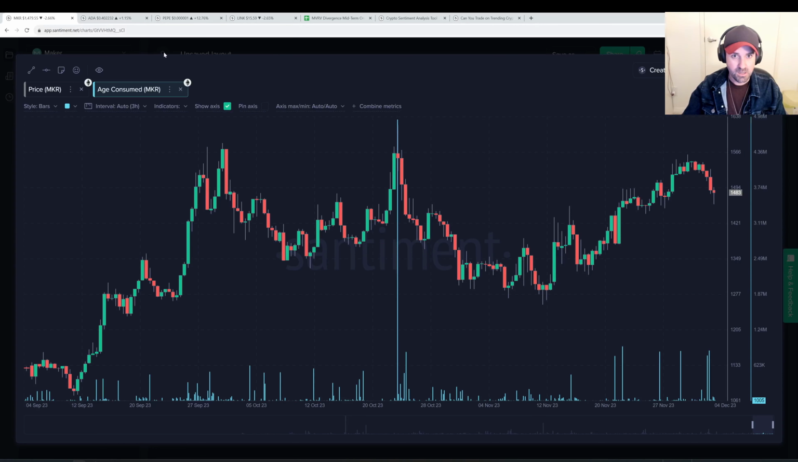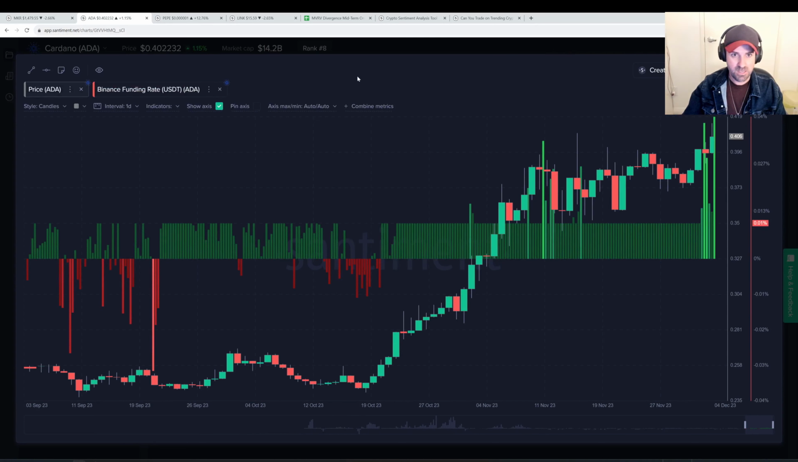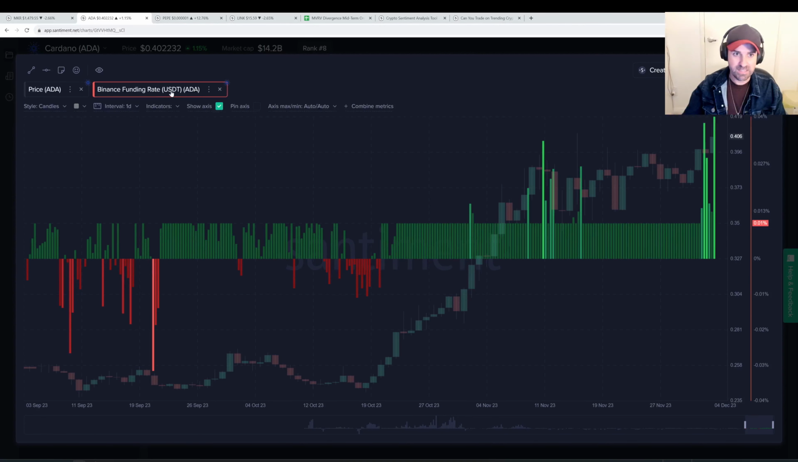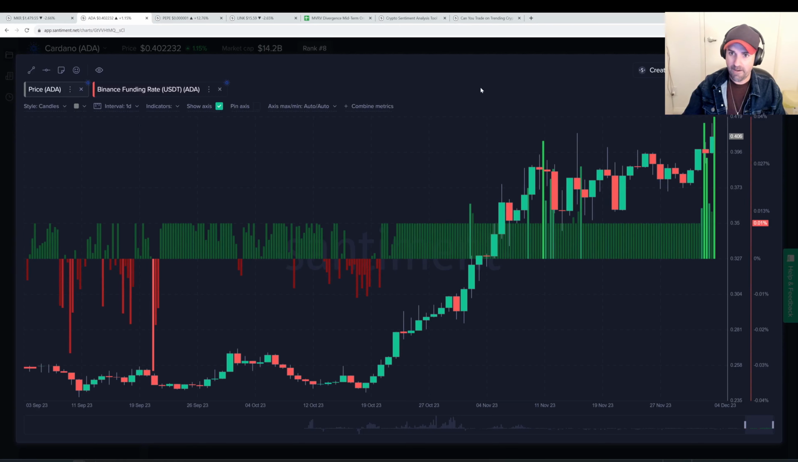All right, moving on to another example, we have Cardano here, and we're looking at Binance's funding rate, along with the USDT pair in this case, which is where most, especially now that BUSD is slowly being phased out, you're going to want to look at the USDT pair when it comes to Binance funding rate. Typically speaking, this is a counter indicator.